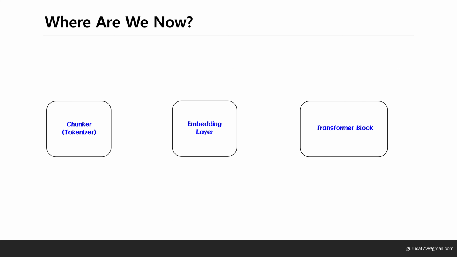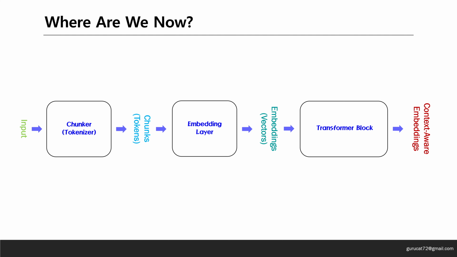Okay, so let me show you the bird's eye view of how a transformer actually processes stuff. We start with some input, could be anything. Then we hit the chunker, also called a tokenizer. This breaks everything into little pieces. Then those pieces, or chunks, go into an embedding layer, which turns them into vectors, basically just numbers the computer can understand. Then we hit the transformer block. This is where the magic happens.